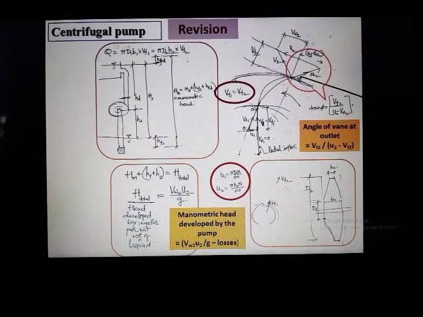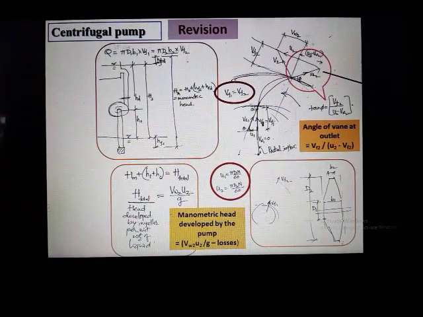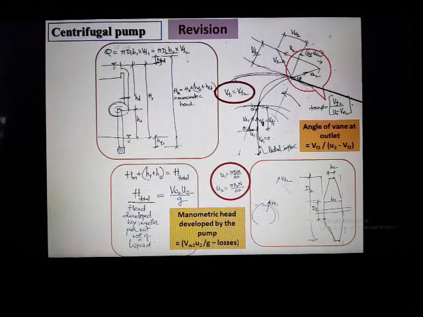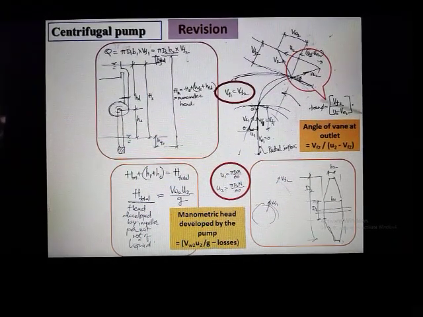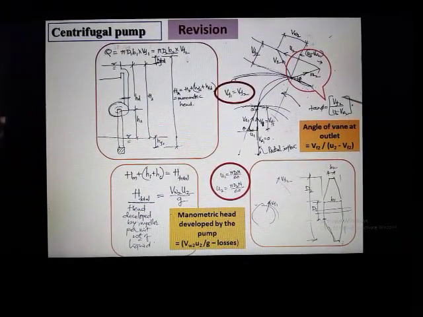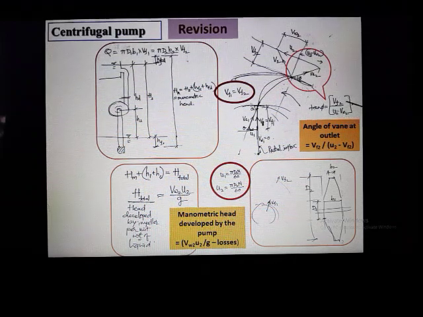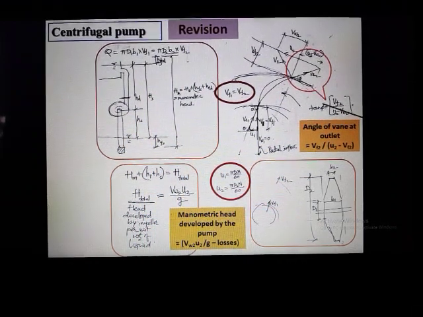I can write a relation tan phi is equal to opposite side, that is Vf2, divided by adjacent side, which is U2 minus Vw2. This relation will be used often in the calculations or problems.